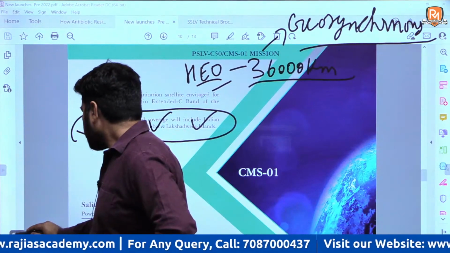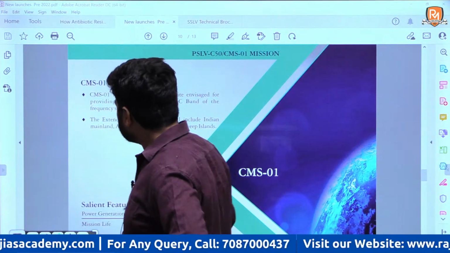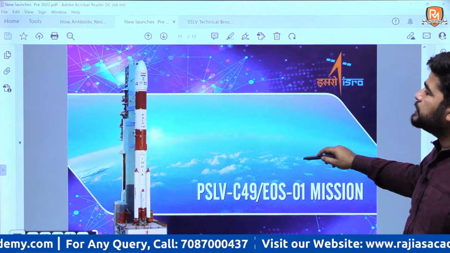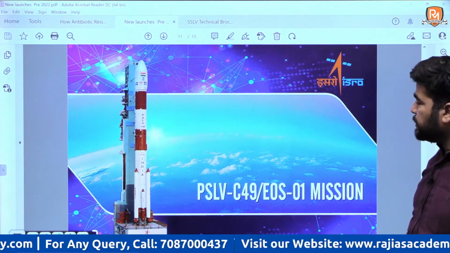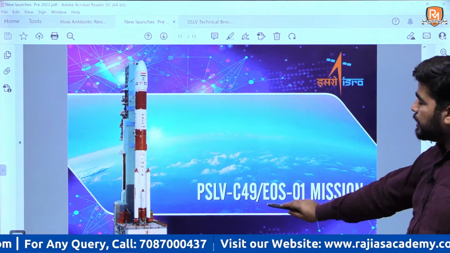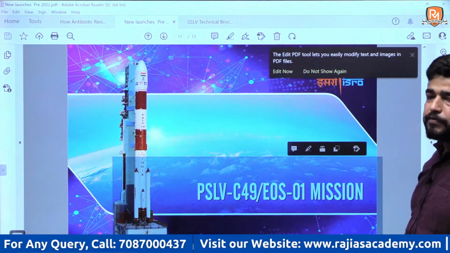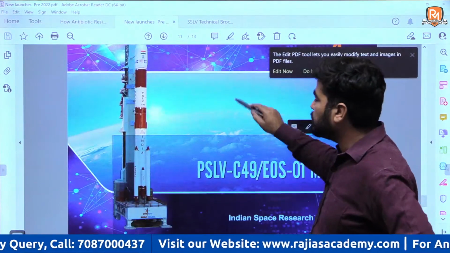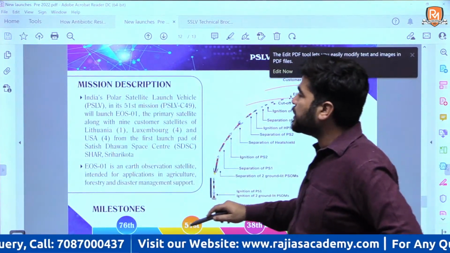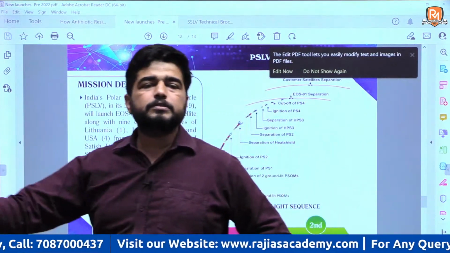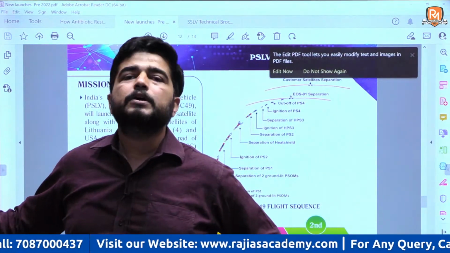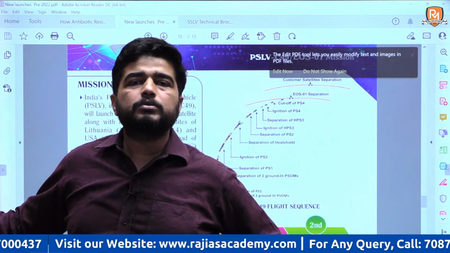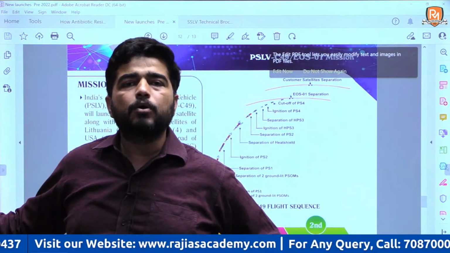Fine. This was launched in March 2021. PSLV, this was the first one, PSLV C49 Earth Observation Satellite 1. This was launched to study the surface, topography and weather conditions. Earth observation satellites are usually launched in low Earth orbits.